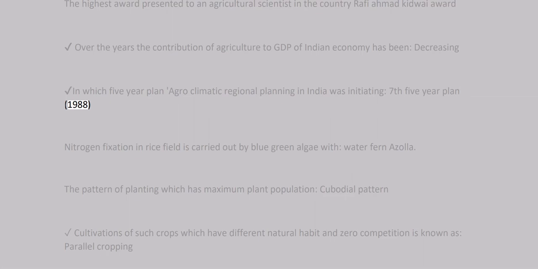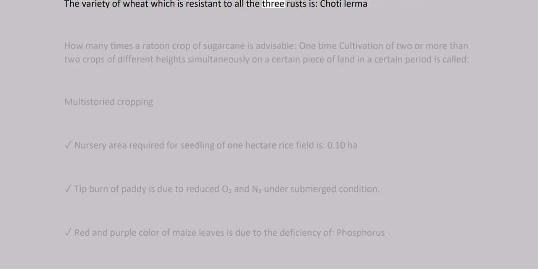7th 5-year plan, 1988. Nitrogen fixation in rice field is carried out by blue-green algae with water fern Azolla. The pattern of planting which has maximum plant population is the cubodial pattern. Cultivation of such crops which have different natural habit and zero competition is known as parallel cropping. The variety of wheat which is resistant to all the three rusts is Chodiloma.